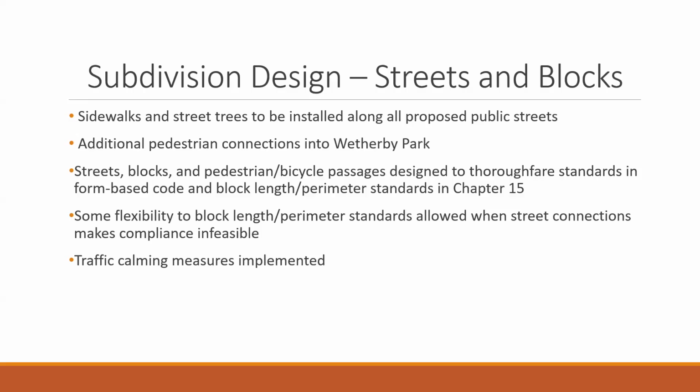The proposed block lengths and perimeters have been designed in accordance with the block length standards for form-based zones. Outlots M, O, J, and L will serve as pedestrian bicycle passages on blocks where the length and perimeter exceed the maximum allowable distance without a passage, therefore making these blocks compliant with the block size standards of Table 15.3.4A1. Flexibility to the maximum length and perimeter of blocks is allowable when the street network configuration makes compliance with the block length and perimeter standards infeasible.